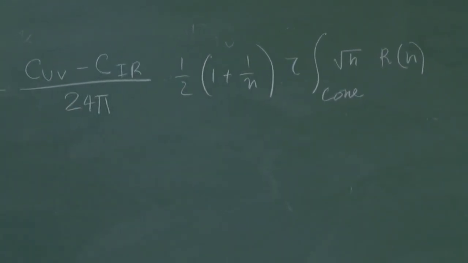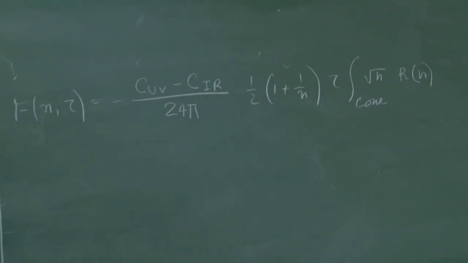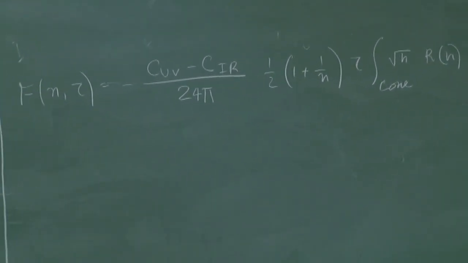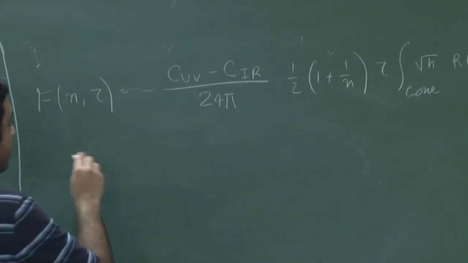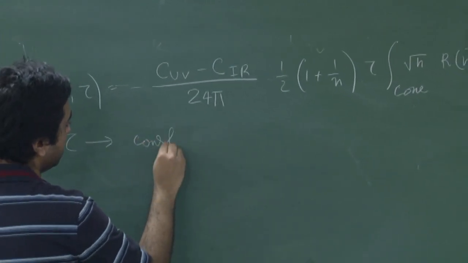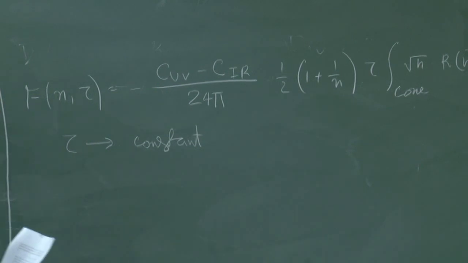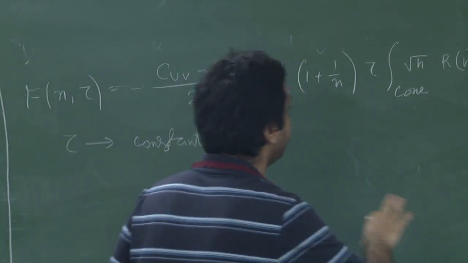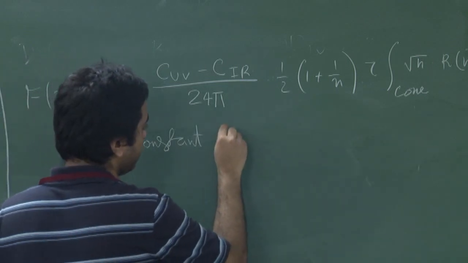Now, this tau, let me just mention one thing. Since I am interested in just this integrated trace of the stress tensor, I have taken tau to be a constant. But it does not really matter. I mean, you could start with a non-constant tau, and then you could actually set tau constant at the end. It's a constant background dilaton.